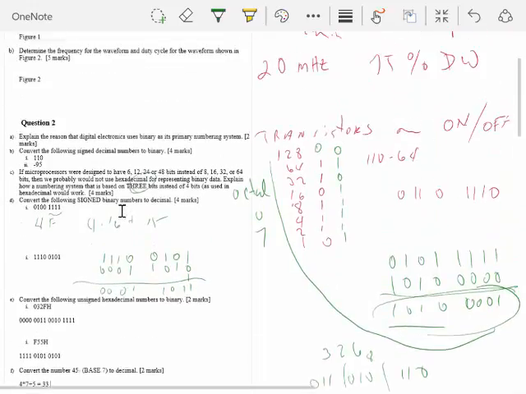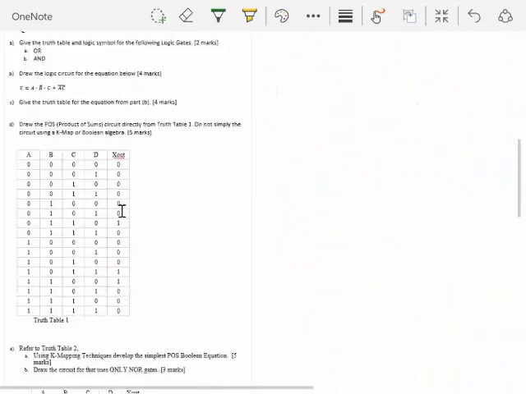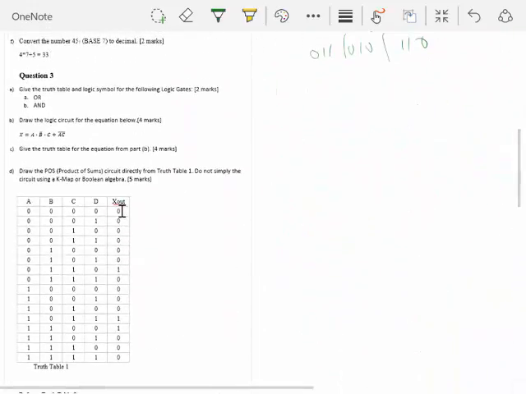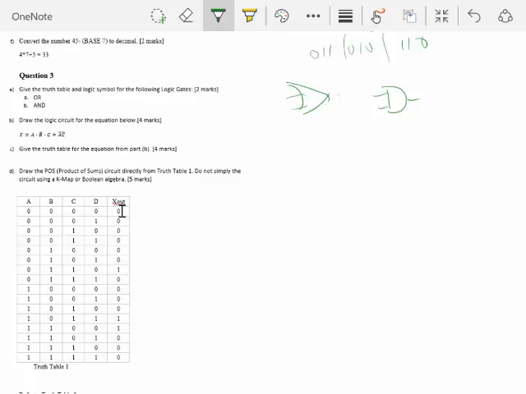All right. That was question 2. Question 3, give the truth table. I'm not going to go through all those. You should know the OR gate looks like that, the AND gate looks like this, and you should know the truth table. Just expect to see that. And I don't think anybody missed that.